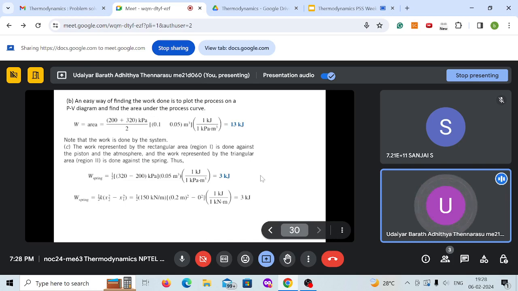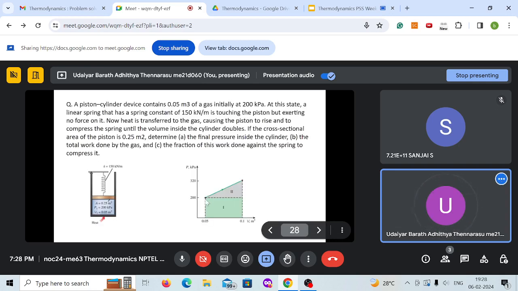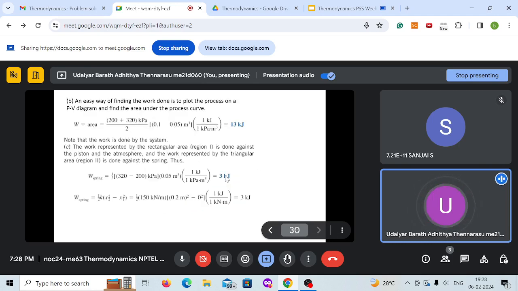Next is to find out the work done. We can calculate work done directly from the graph here. It's varying linearly from 200 to 320, so we can find it from the graph. 200 plus 320 by 2, into the change in volume, 0.1 minus 0.05. So it will come out to be 13 kilojoules. That is the work done.